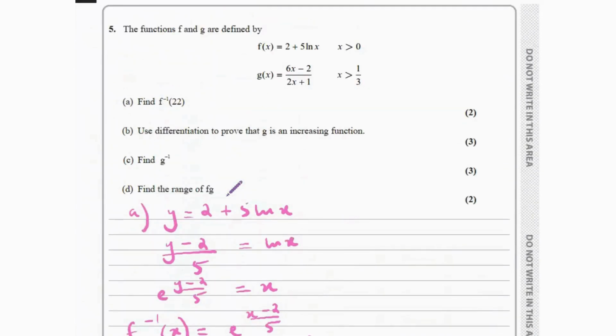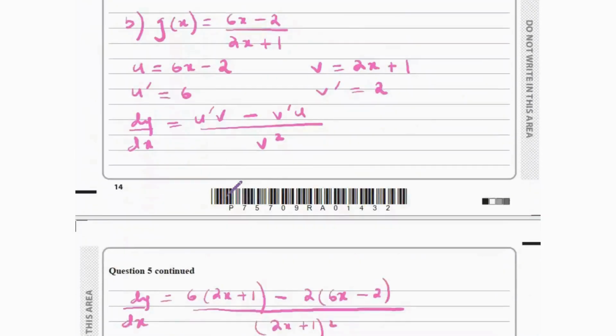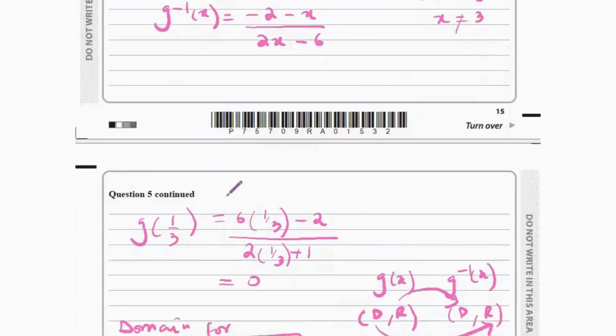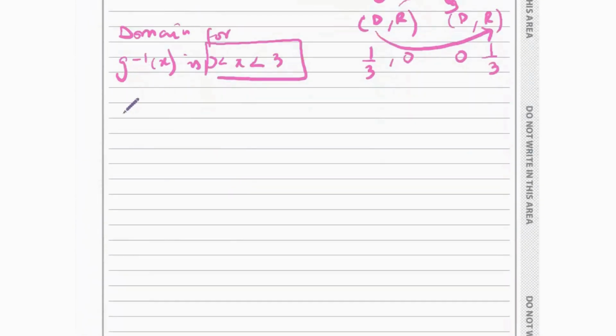Then it says find the range of f of g. So for the range of f of g, first we need to create our composite function. So you're putting g of x into f of x. So f of g of x is going to be 2 plus 5 ln, and x gets replaced with g of x, which is 6 minus 2 over 2x plus 1.